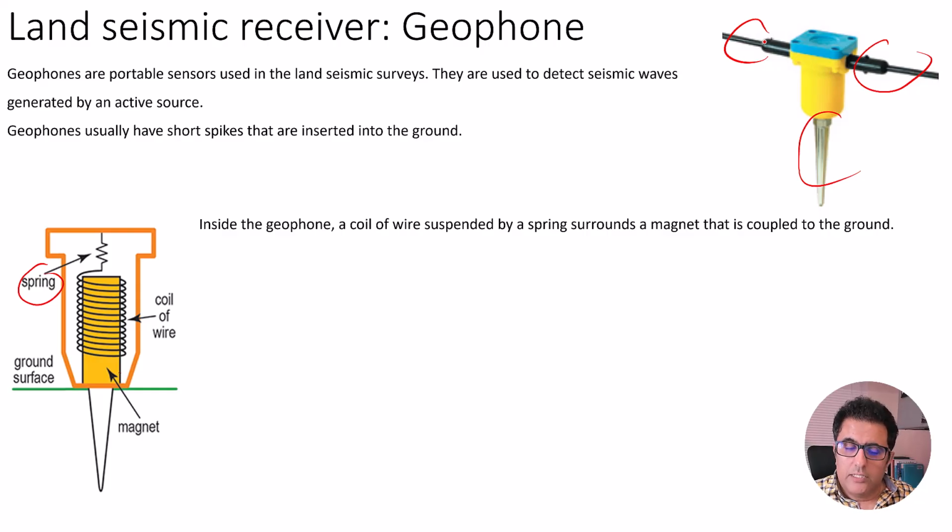and that electricity is transmitted to the recording system, and this is how we are able to record ground motion. What you see here is a kind of vertical geophone, but horizontal geophones are also available to record the horizontal motion of the earth. In addition, 3-component geophones are also available. They record the vertical motion in addition to 2 horizontal motions, south-north and east-west.